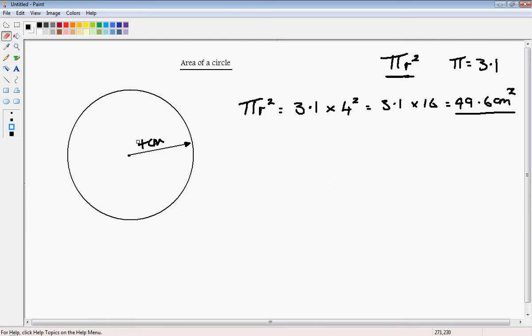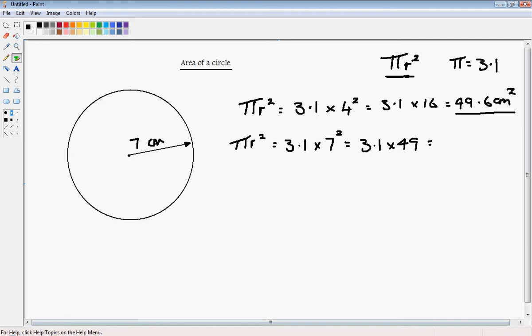Okay, so let's do another one. So let's say that we have 7 centimeter radius. Again, pi r squared. So this will be 3.1 multiplied by the radius squared. So that's 7 squared. This little 2 just means squared. So that gives us 3.1 multiplied by, now you should know that 7 sevens are 49.